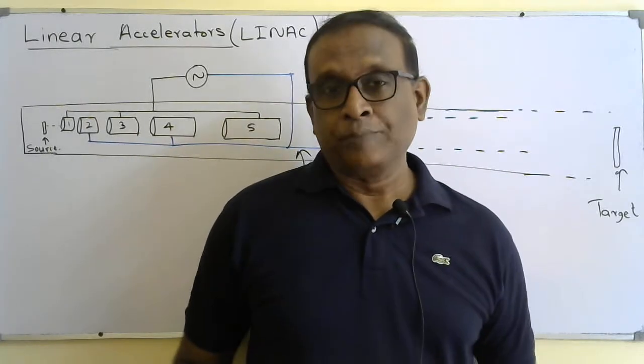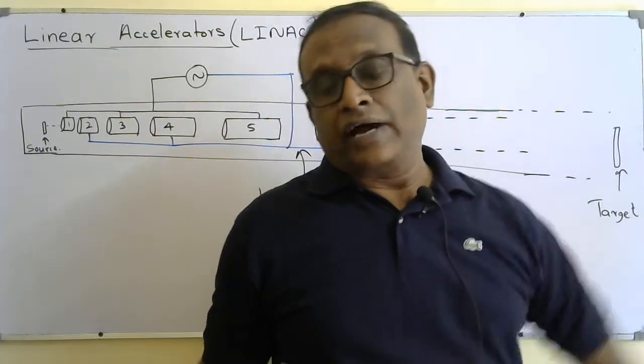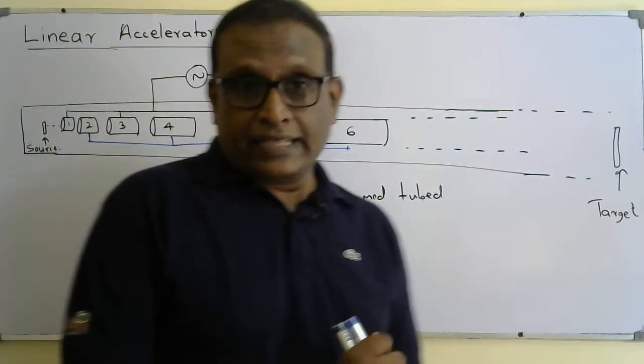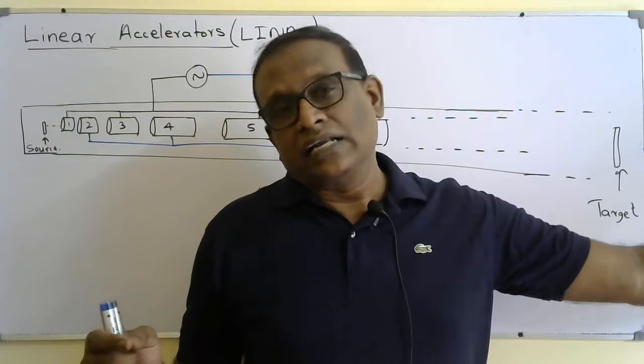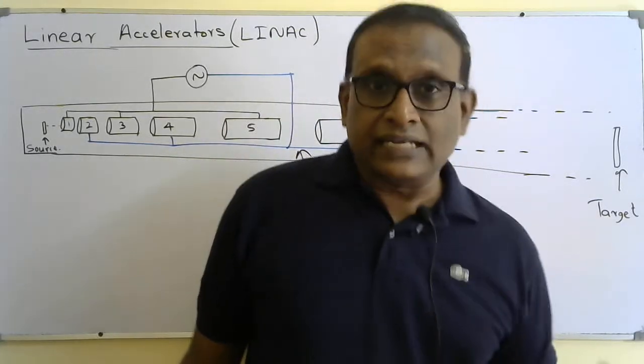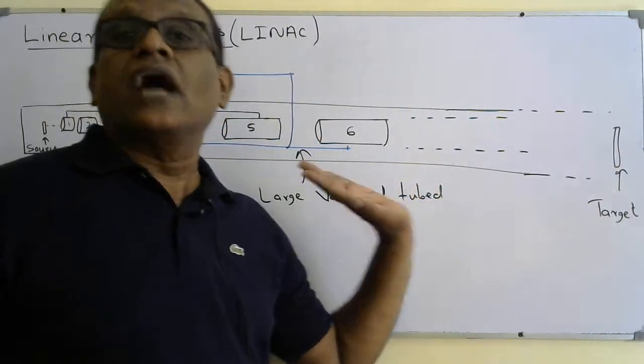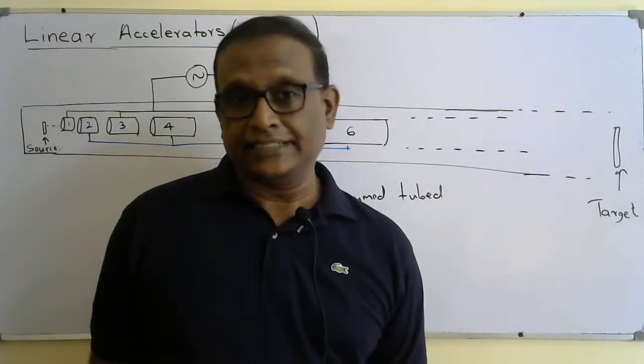Like that, there will be several drift tubes, more than 500 I think. The total length of the linear accelerator is almost 3.5 kilometers. Finally, the particle reaches the target with a large amount of kinetic energy.